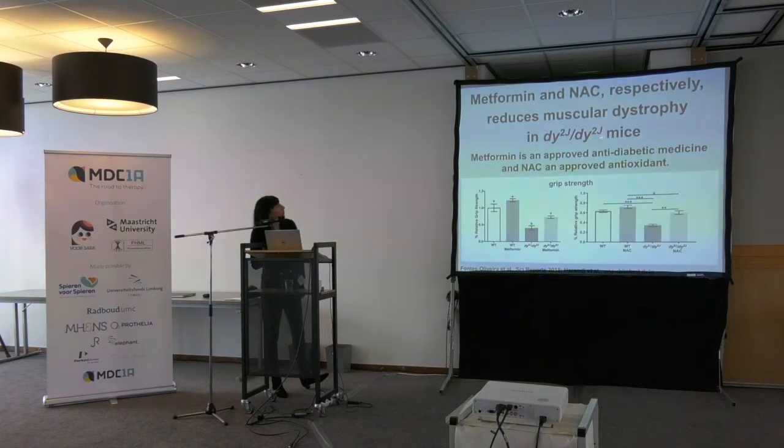So we have treated DY2J mice with these compounds separately. Basically here we're analyzing grip strength as an outcome measure. Grip strength is very much reduced in the DY2J animals, but if we give them metformin, the grip strength is increased. They become stronger. Here is again the same graph showing that in DY2J animals the grip strength is reduced, but if you give the mice this other drug, this antioxidant, the mice become stronger, and we measure here the forelimb grip strength.